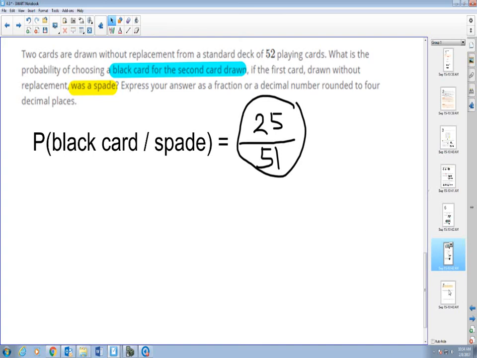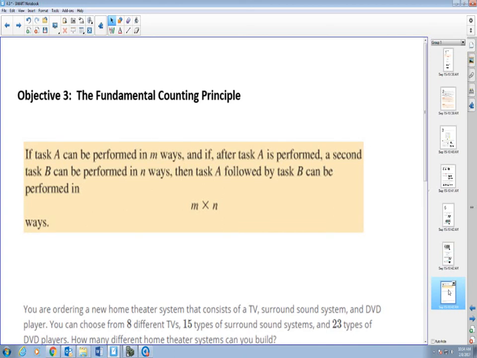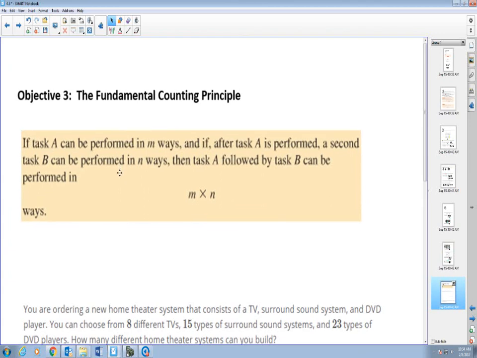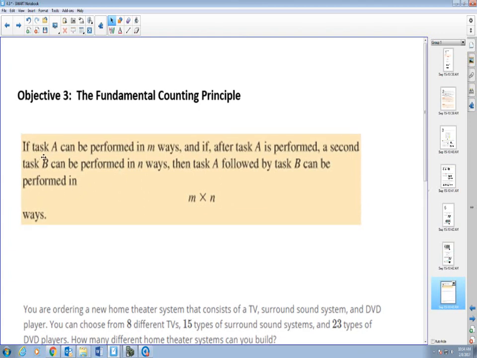Now, the last thing I want to show you here is the fundamental counting principle. This is the way we count, and we can reflect back to other examples we've done in the previous videos. The fundamental counting principle says if task A can be performed in m number of ways, and after task A is performed, a second task B can be performed in n number of ways.